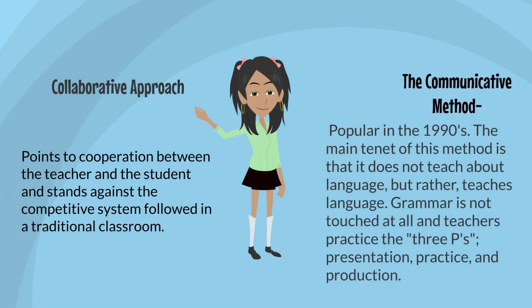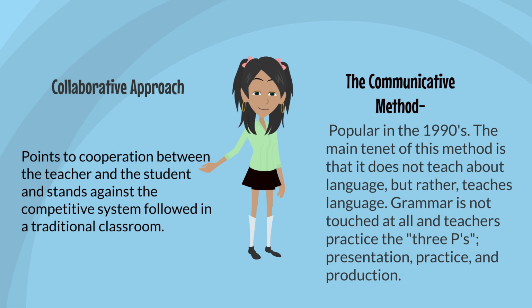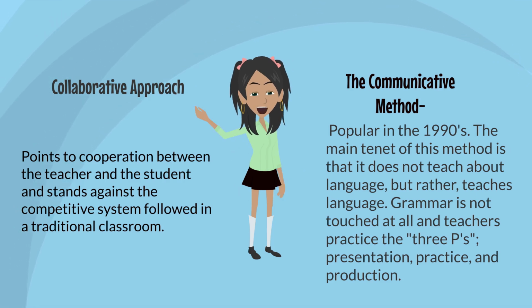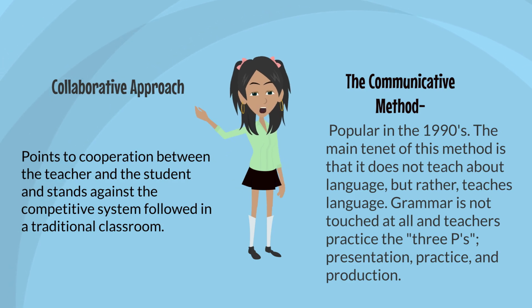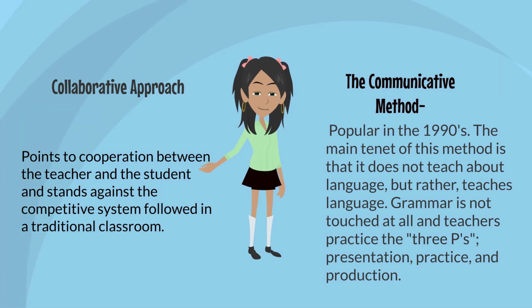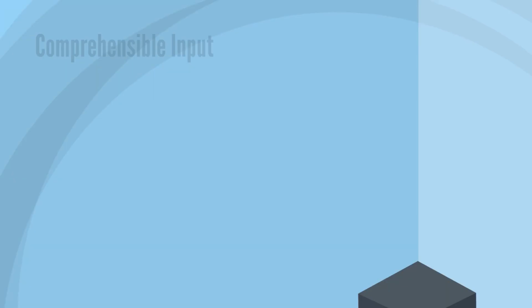Collaborative approach points to cooperation between the teacher and the student and stands against the competitive system followed in a traditional classroom. The communicative method, popular in the 1990s. The main tenet of this method is that it does not teach about language, but rather teaches language. Grammar is not touched at all and teachers practice the 3Ps: presentation, practice, and production.